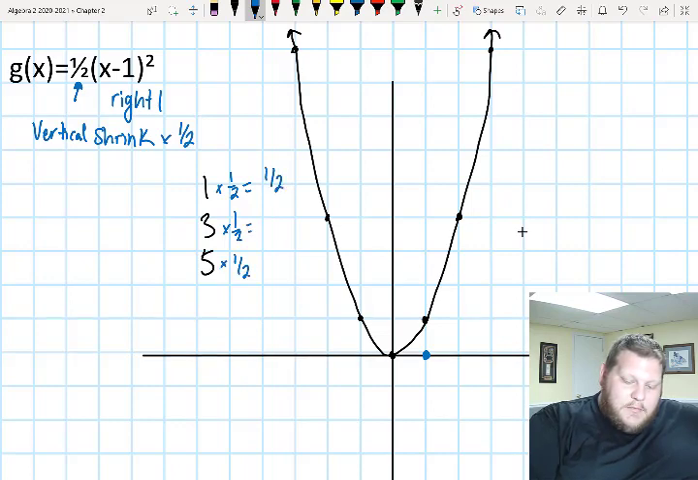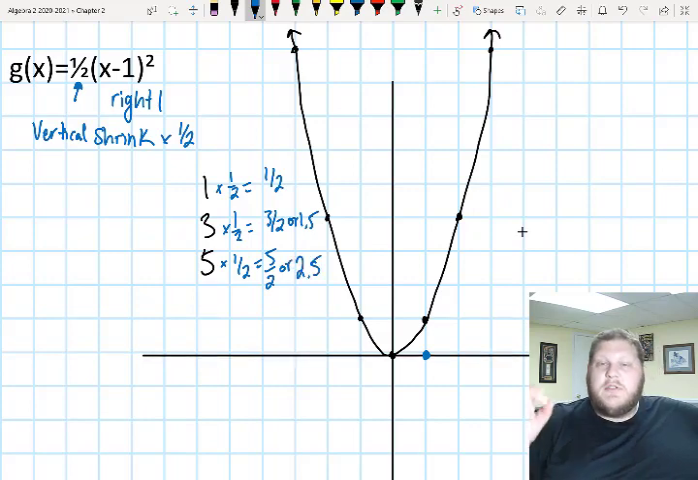I end up with 1/2, 3 over 2, or 1.5, and 5 over 2, which is 2.5. So those are my new y values. Instead of going up 1 over 1, up 3 over 1, up 5 over 1, I'm going up 1/2 over 1, up 1.5 over 1, up 2.5 over 1. I'm just taking that multiplier, that stretch or that shrink, and multiplying those vertical changes by that number.